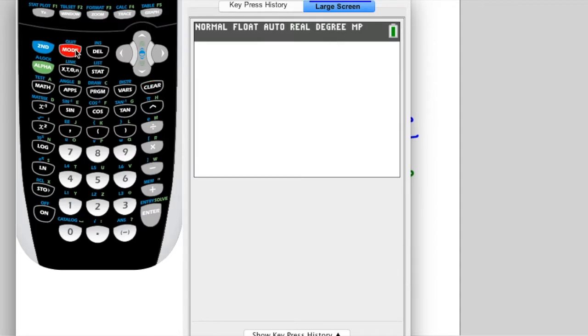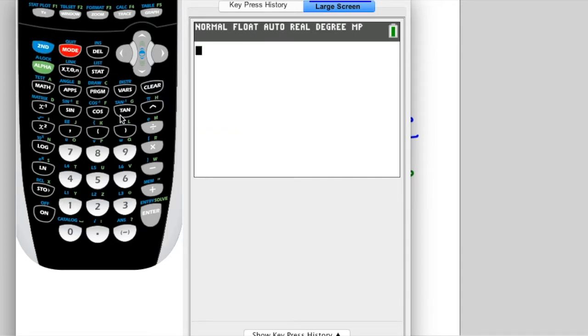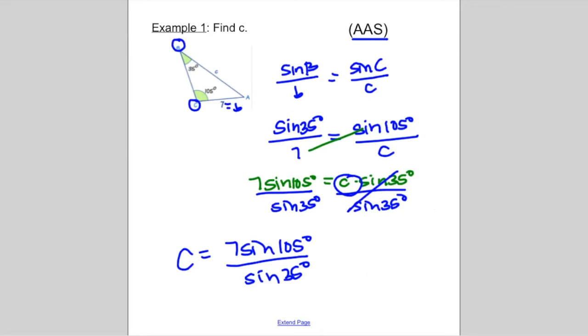I can see my degree here, but go into your mode, make sure degree is highlighted, and then I would type it in. We have 7 sine, so 7 sine of 105. We want to make sure we end the parenthesis, and then we would divide by sine of 35. And there it is. Using law of sines, I would say my side for C is approximately 11.788. And there I have gone ahead and solved for side C.